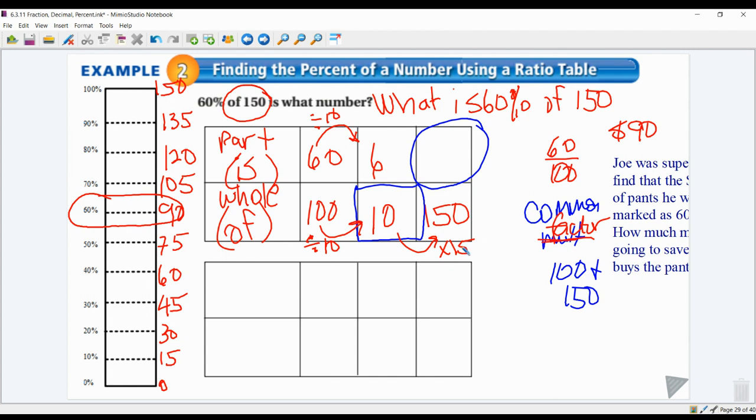The next pattern is times 15, and I do 6 times 15 and it equals 90, and we already knew it was 90, but I just showed you a different way. Now I'm going to use the ratio table and show you one way. If you can't think of a common factor, I'm going to show you another way that works every single time.